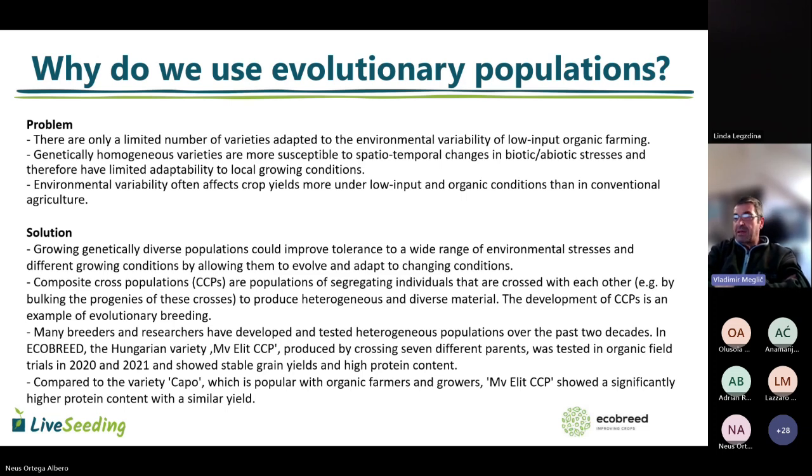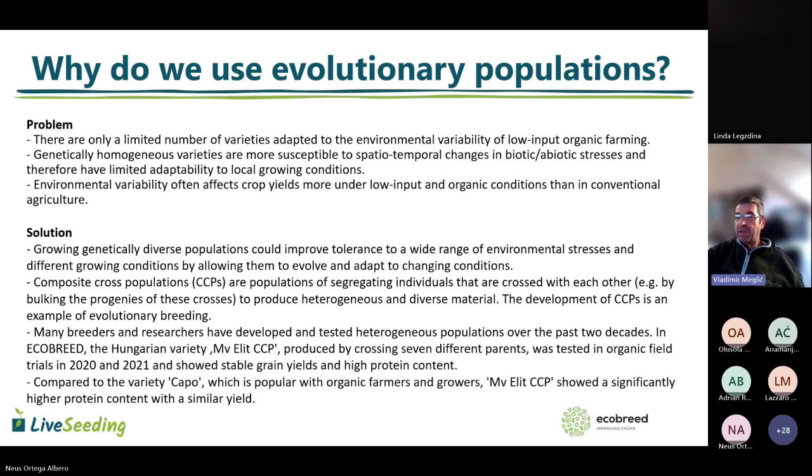And in EcoBreed, there was one Hungarian variety, Martin Lasser Elite CCP, that was produced by crossing 7 different parents, and was tested in organic field trials in 2020 and 21 within the project, and shows stable grain yields and high protein content. So we are really glad that these CCPs are competitive to other populations or varieties.